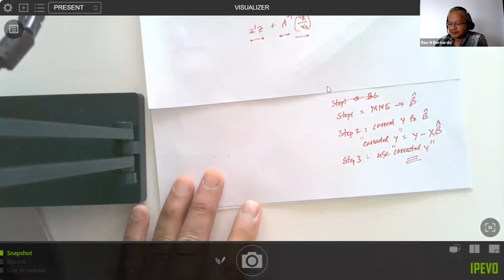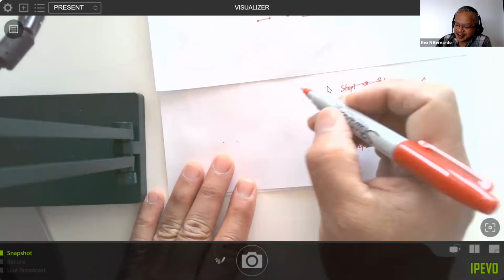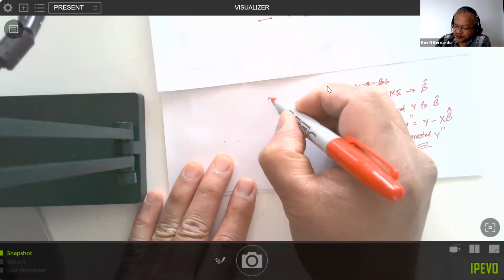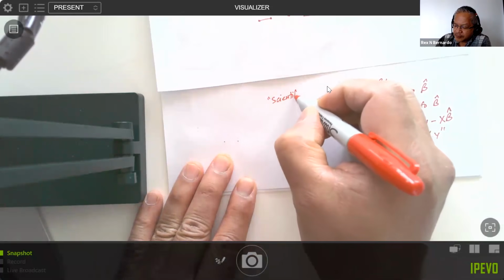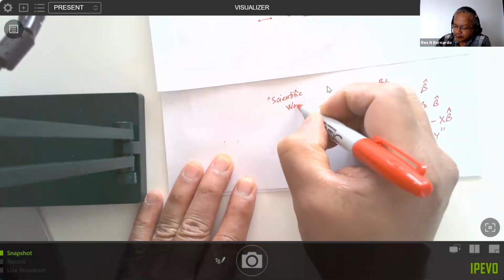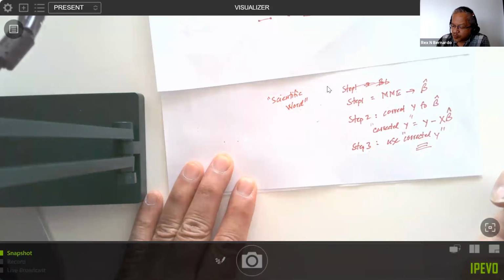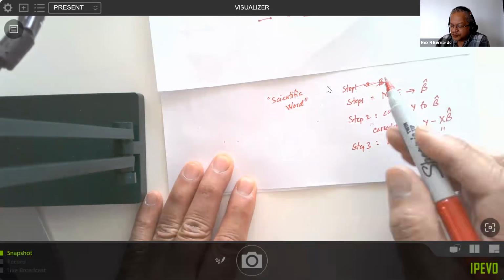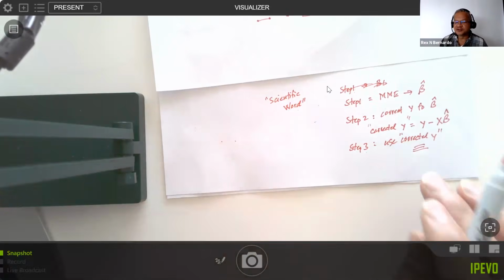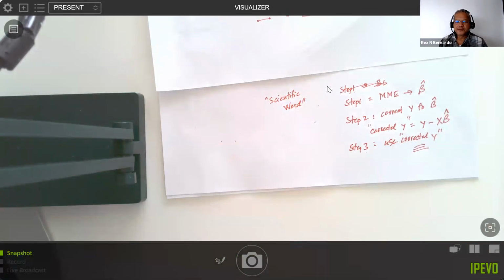Just for the package, the package I use is called Scientific Word. You can write documents, you can do math, and you can do matrix stuff in Scientific Word. I'm not saying you should buy it. I'm just saying that.